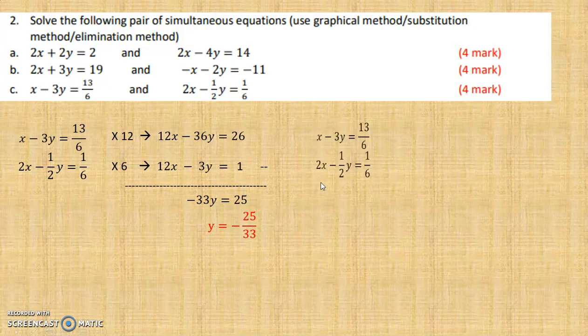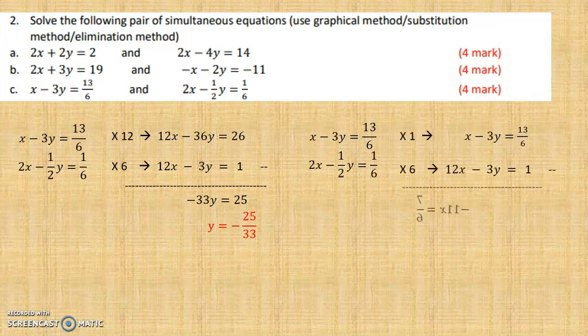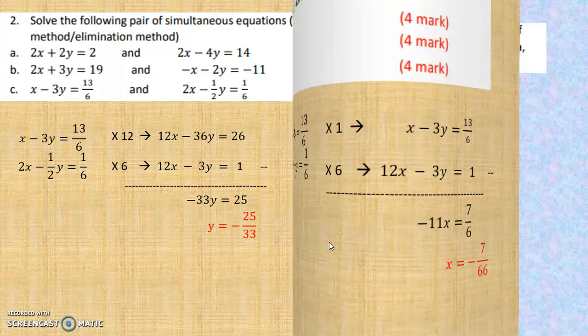After that, we should eliminate the y to get the value of x. The first I multiply by 1, and then the second I multiply by 6, like this. The coefficient of y is equal. Now I minus, like this. The y is eliminated. Now the x will be negative 7 out of 66.